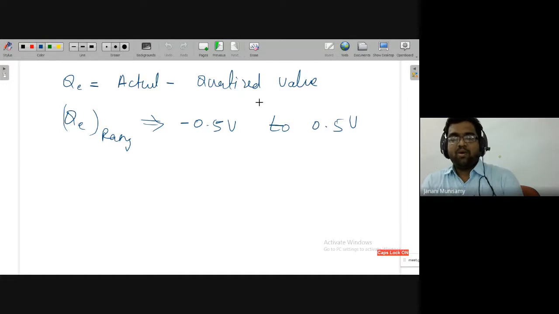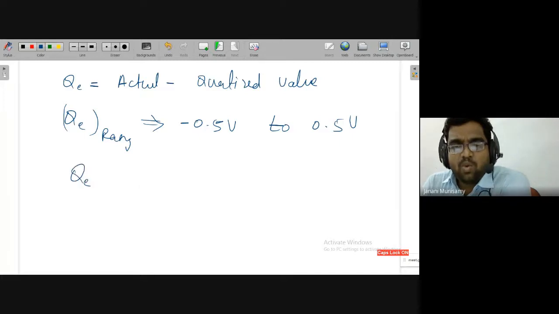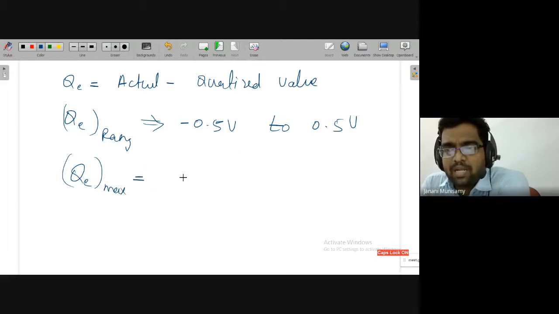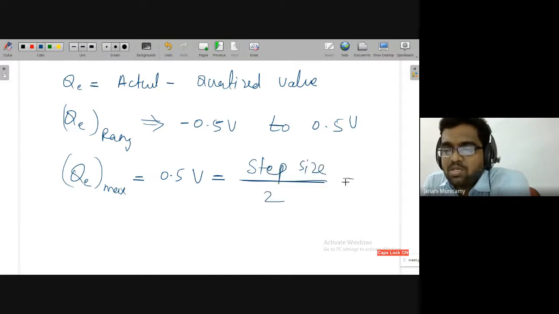Okay, but if you follow this formula, this is from minus 0.5 volt to plus 0.5 volt. This is the range of the quantization error. Now, what is the maximum quantization error possible? Here itself you can understand the maximum value. I am telling the maximum quantization error is 0.5 volt. This is same as step size divided by 2. Step size we will call it as del divided by 2.